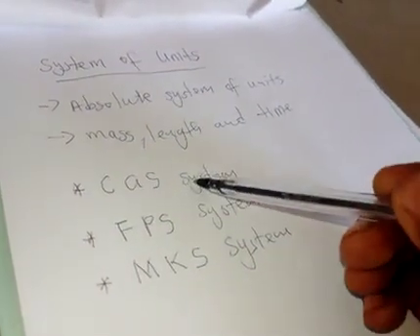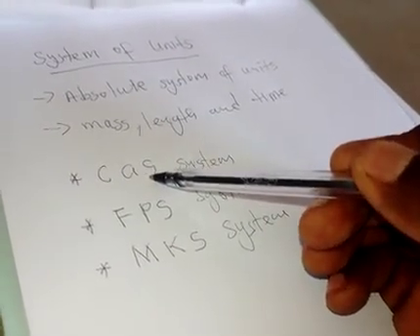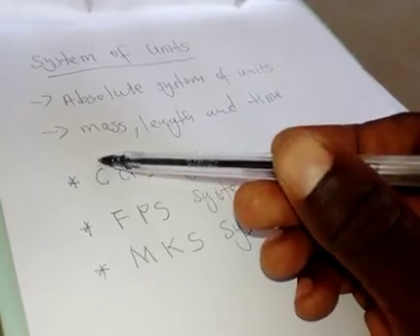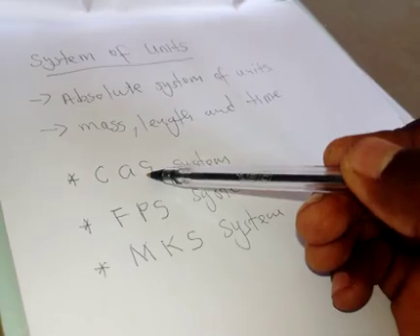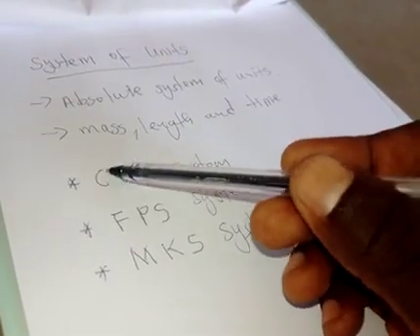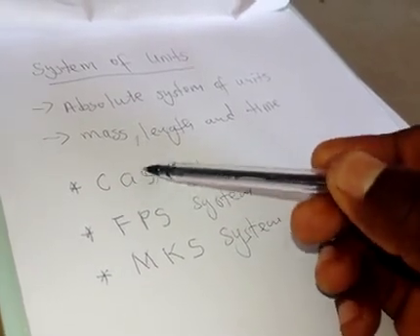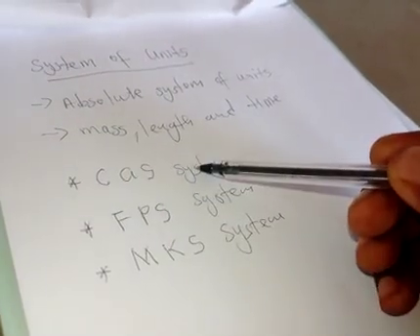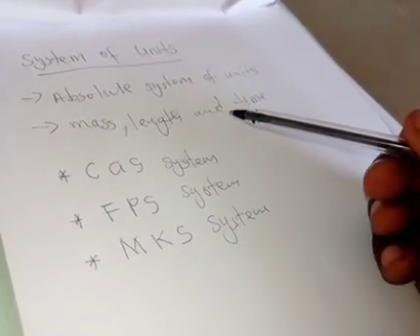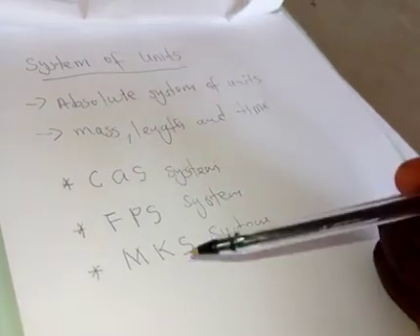So the first one, CGS. C simply stands for centimeter, G, that is gram, S, second. Centimeter, we are talking about length. Then gram, that's mass. Second, that's time. So we can say in CGS system of units, length is measured in centimeter, mass in grams, then time in seconds. Just know what the letters stand for: centimeter, gram, second.